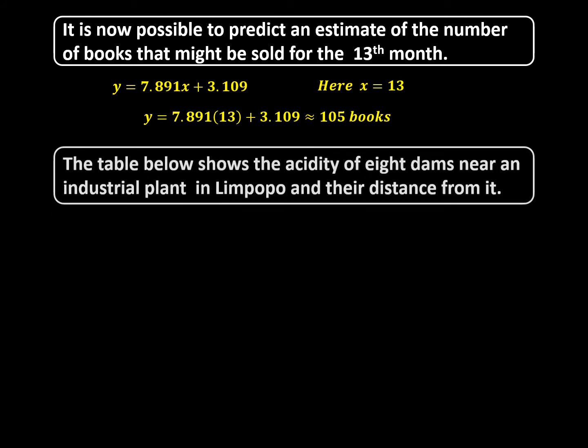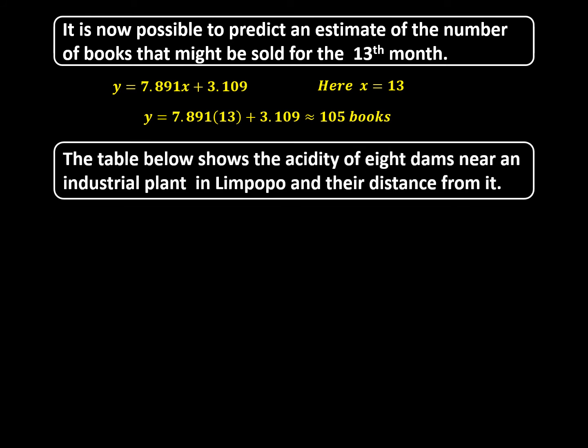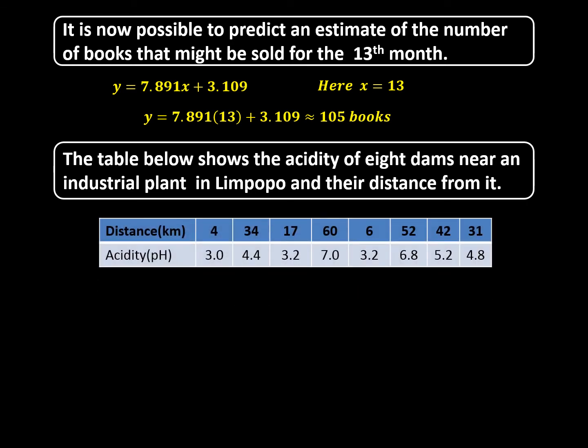Okay. Now, the table below shows the acidity of 8 dams near an industrial plant in Limpopo and their distance from the industrial plant. Distance is given in the table. Here is the distance and acidity table. Distance in kilometers, acidity in pH.